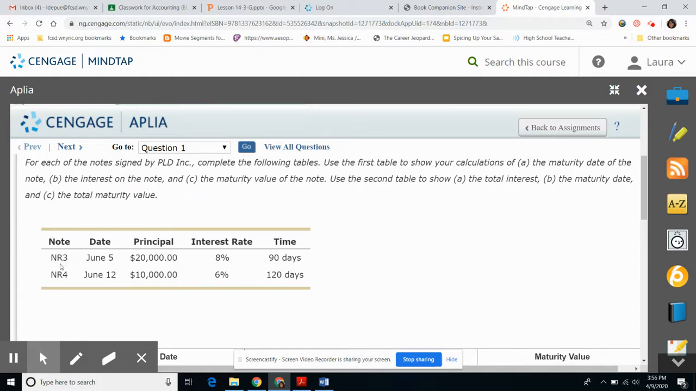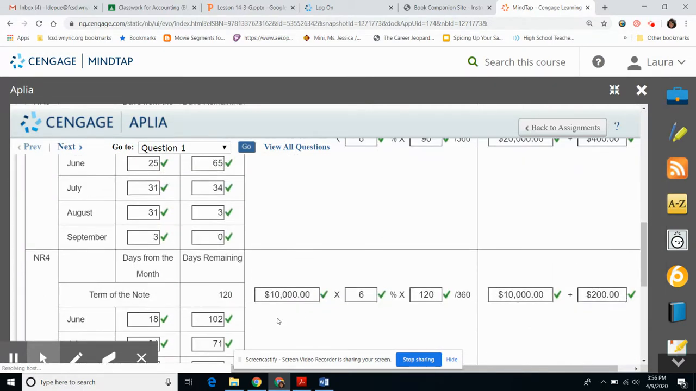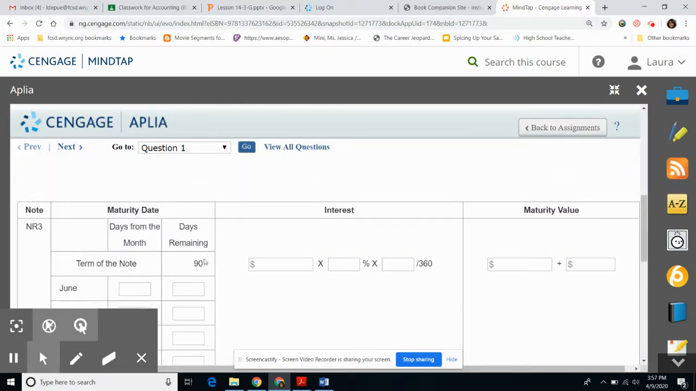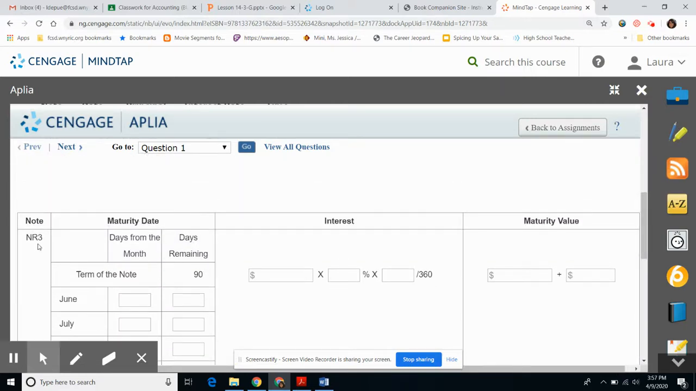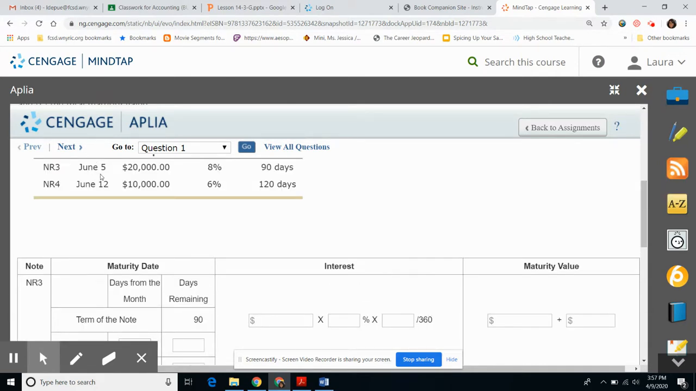Here it gives us the notes, the dates due, the principal amount, the interest rate, and how many days. The first one we're going to focus on is NR3. June 5th is the date for a $20,000 balance. So here are the columns. NR3 is what we're going to focus on, and we said it was June 5th.